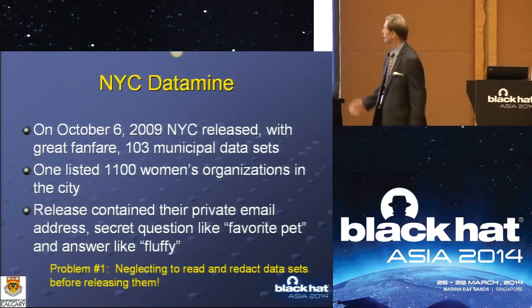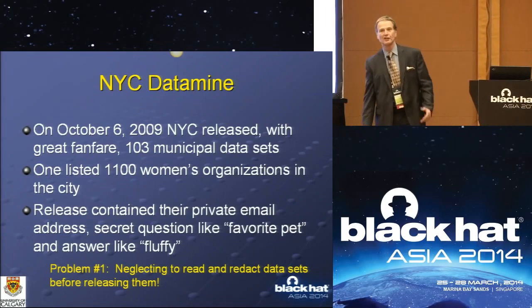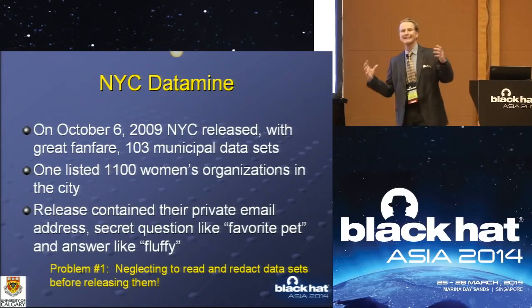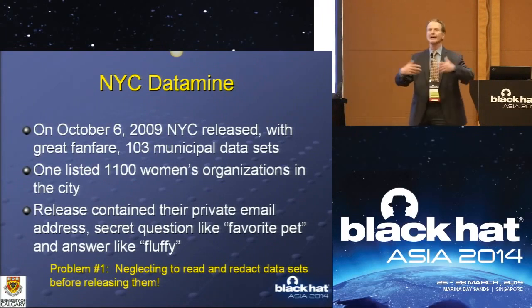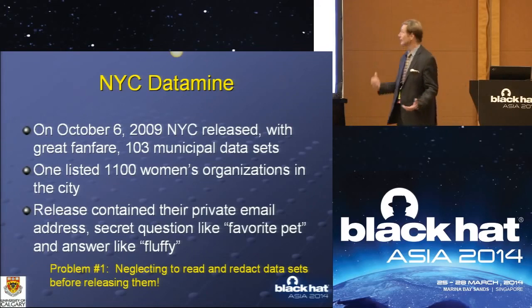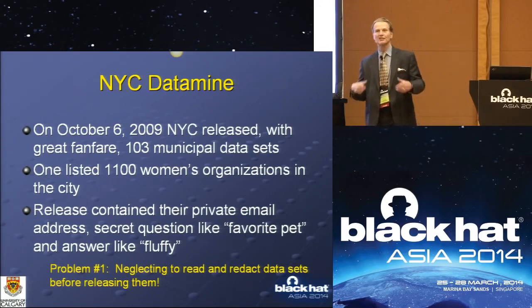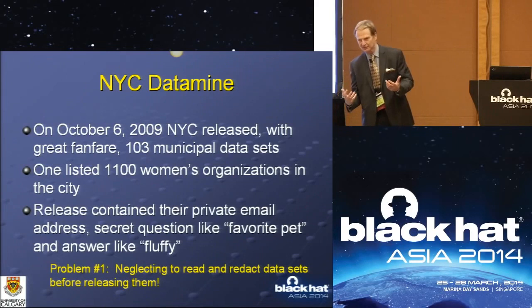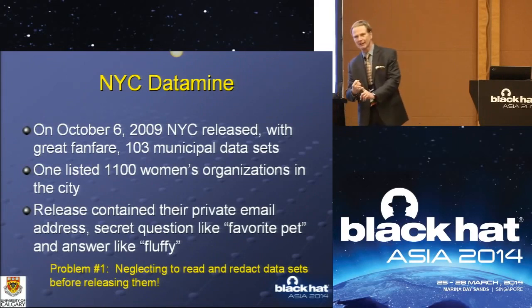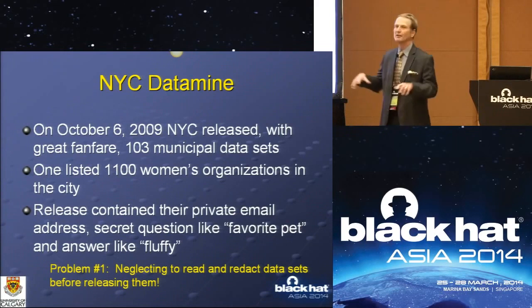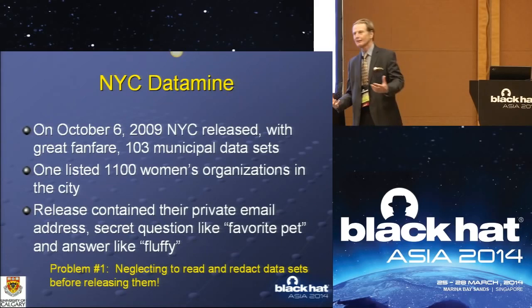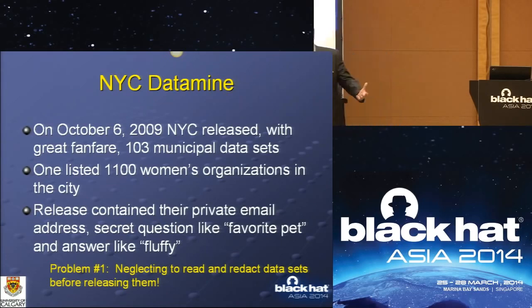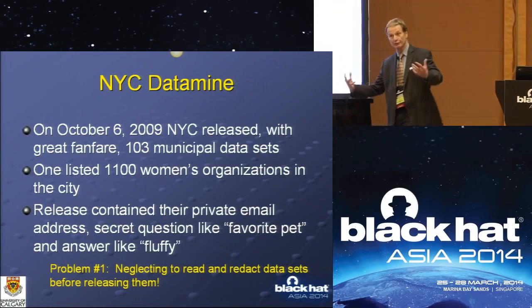New York City puts out on October 6, 2009, their 103 data sets that they say are the beginning of their data mine, where they're going to make all the data public. Well, the next day there were only 102, because they hadn't thought about one of the data sets. It contained the private email addresses and the secret questions for 1,100 women's organization CEOs in the city. So we now know that the favorite question is, what was your first pet's name? And the answer is Fluffy, Fluffy the cat.